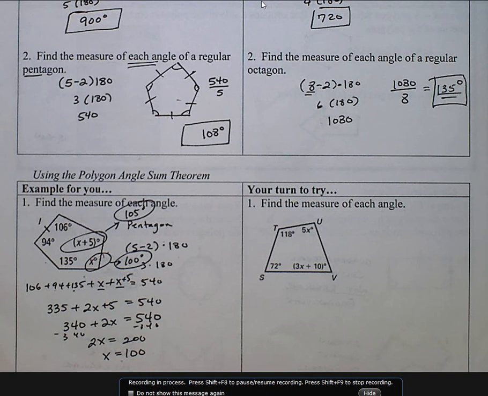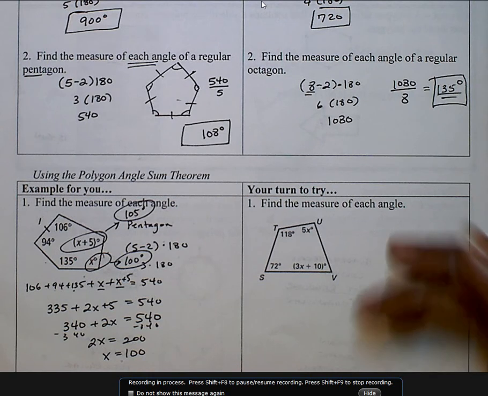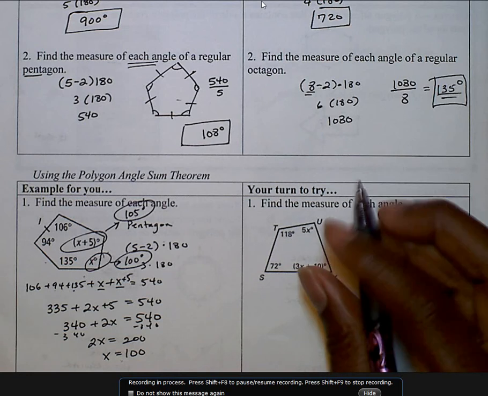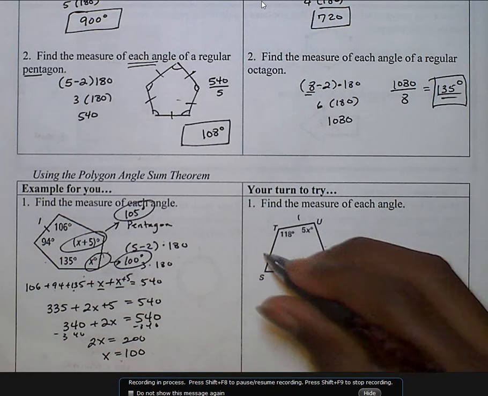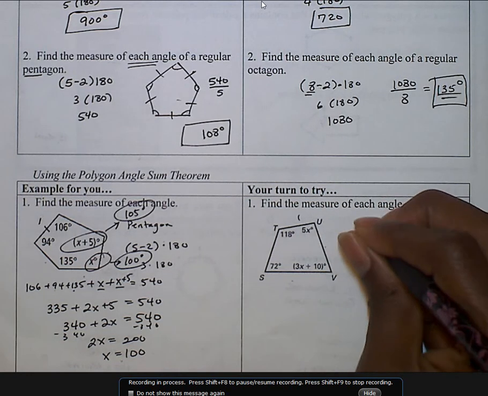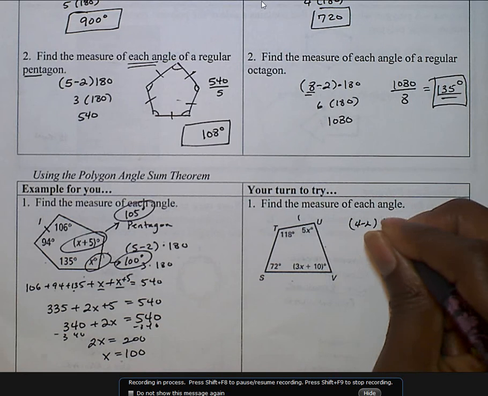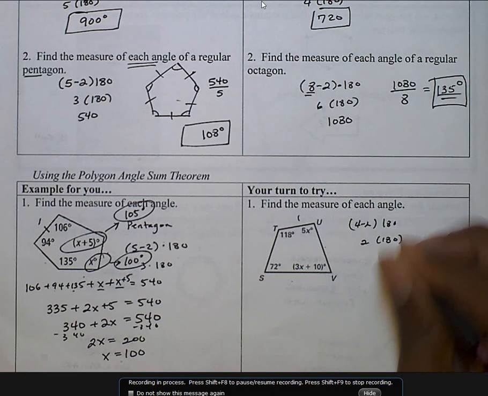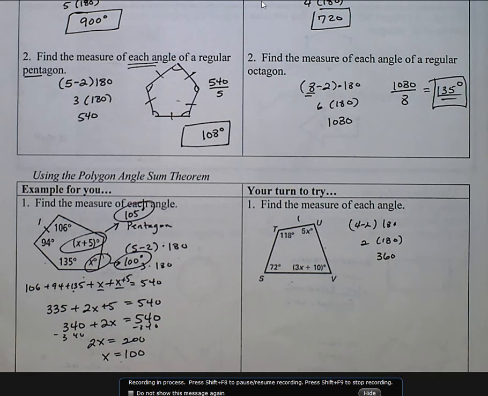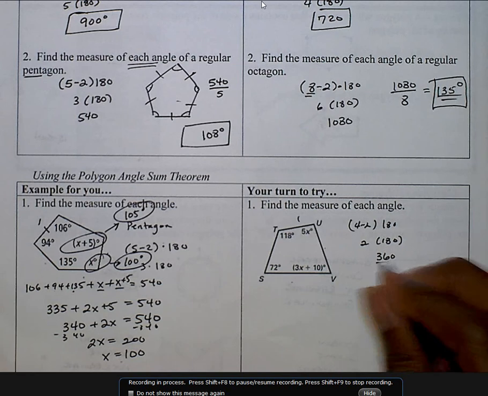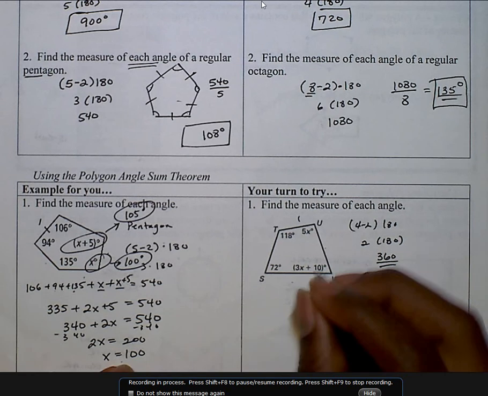Let's do the same thing for this one. Again, you can pause it if you'd like to, so you can try it on your own. It's 1, 2, 3, 4 sides. So 4 minus 2 times 180, 2 times 180. And if you just know the answer, you can, but I want to make sure I'm showing you how I'm getting the sum each time. So it's 360.